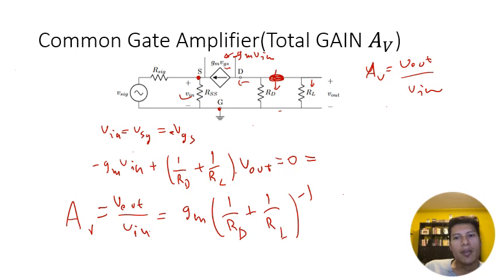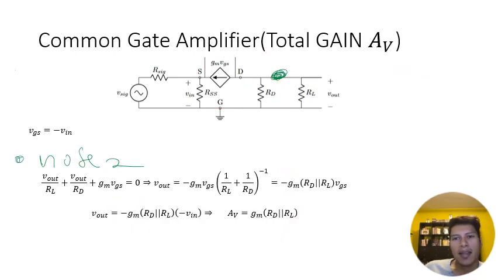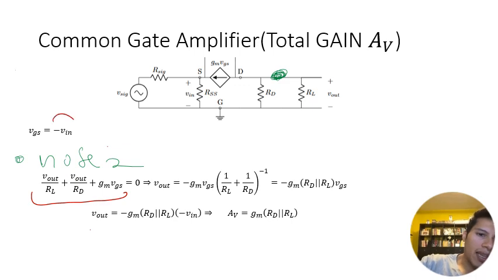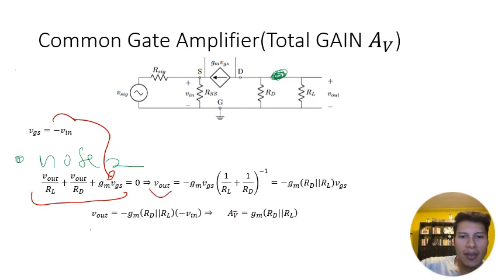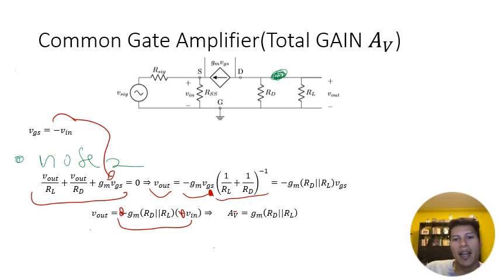Okay, so now let's look at our next example. But before we do, I guess here I wrote it more cleanly. So that's the nodal equation. And then we're going to plug in negative Vin for VGS. So once we have it, Vout equals gm VGS times this. We're going to replace VGS with negative Vin here, and that will give us two negatives become positive. And then you just divide out by Vin to get this.